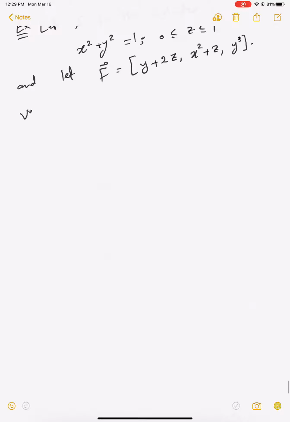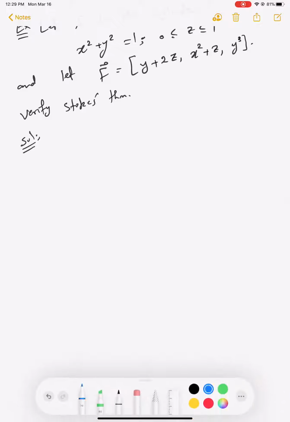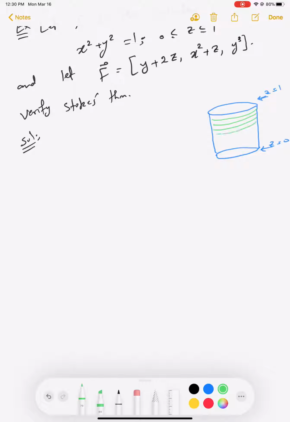Again, we want to look at Stokes Theorem. So remember, for Stokes Theorem, we have two parts. We have the surface itself. So in this example, this is my surface. This is where you start at 0. This is where you stop at 1. This is your surface. So in this example, the top and the bottom are not included.